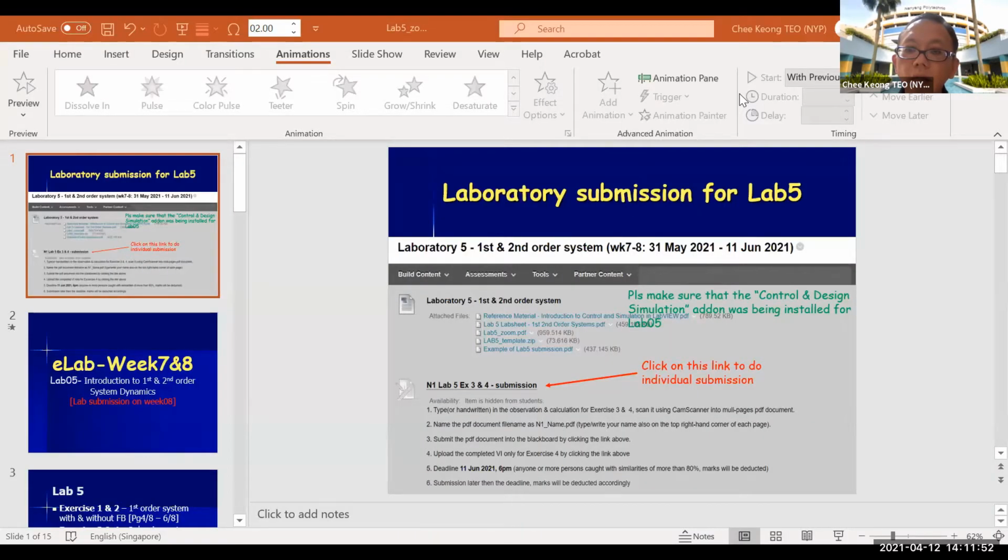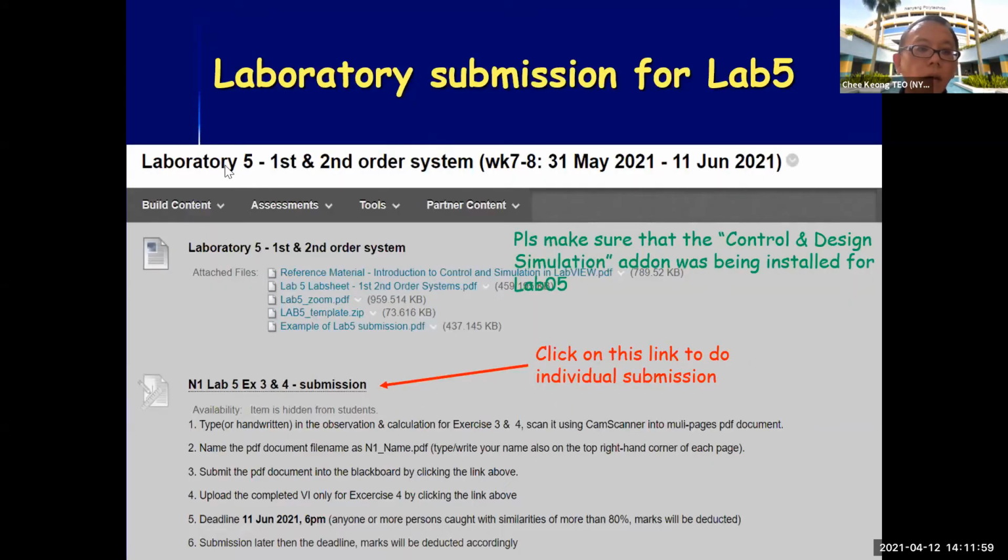So without further ado, let me share the slides with you for lab 5. Let me turn off the floating panel, and then we shall start the slides. So as you know, lab 5 is about first and second order systems. And also, please make sure that when you do your lab 5, the control and simulation add-on has already been installed for lab 5 to run. Same thing as in your previous lab, lab 4, you already know that the control and simulation add-on has to be on.